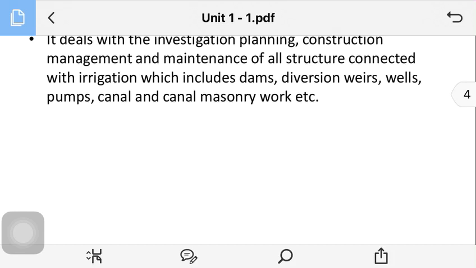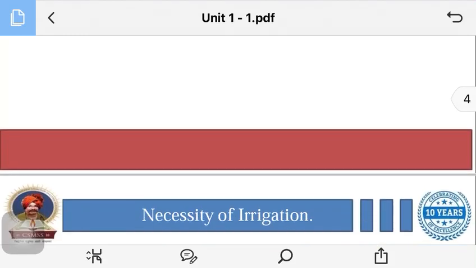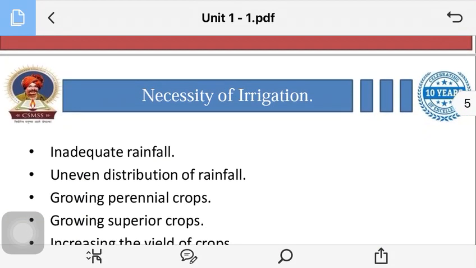While investigating, engineers should collect data including hydrological, geological and agricultural data of the area which we have to irrigate, that is, how much water is needed for a particular crop in that area. The engineer must utilize this data for proper design of the irrigation system. Next we will see the necessity of irrigation.